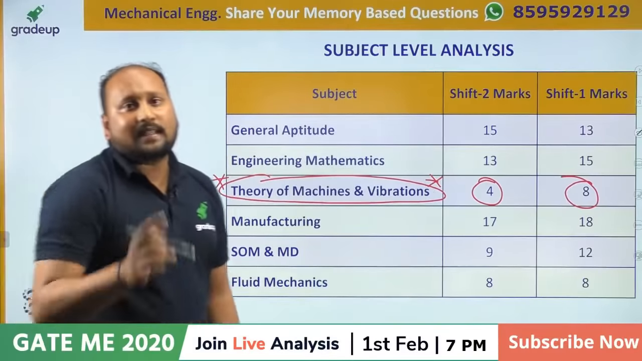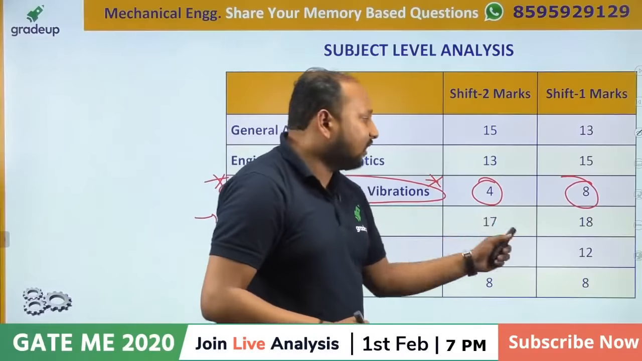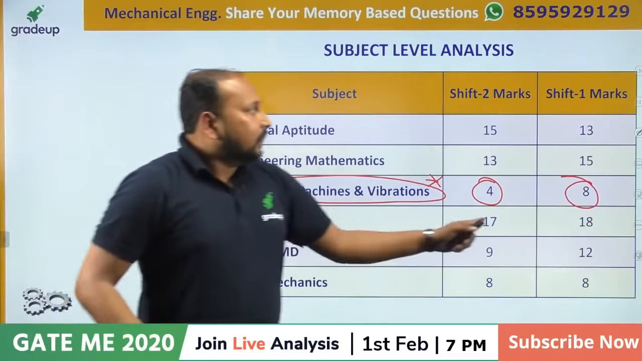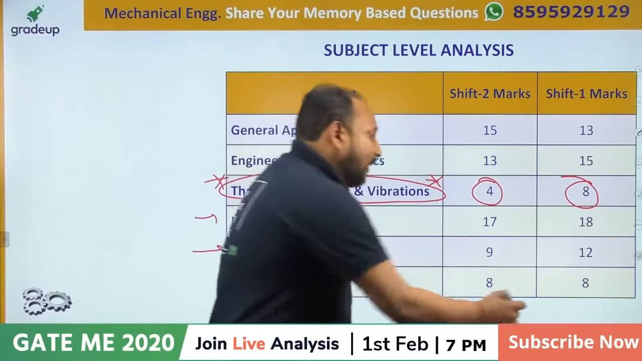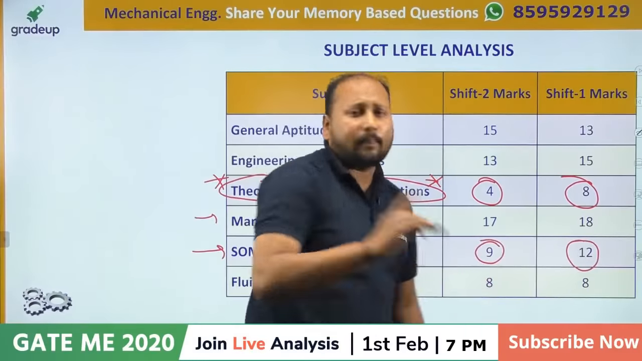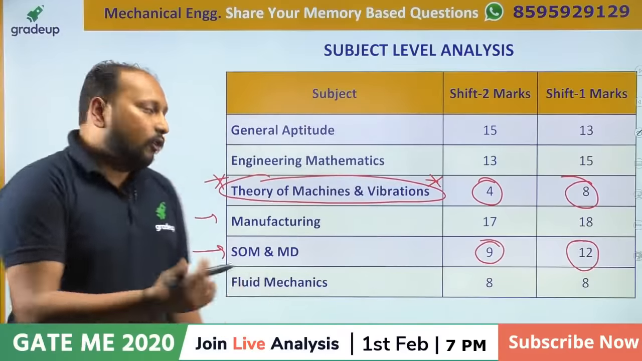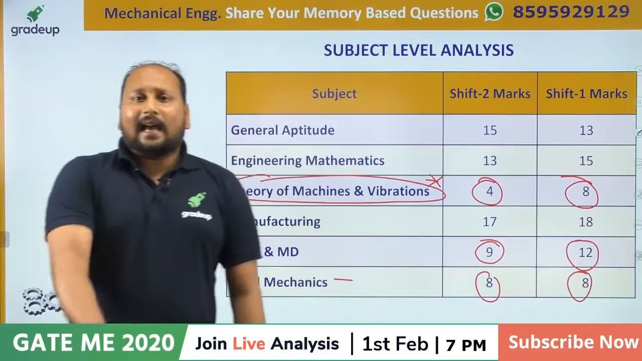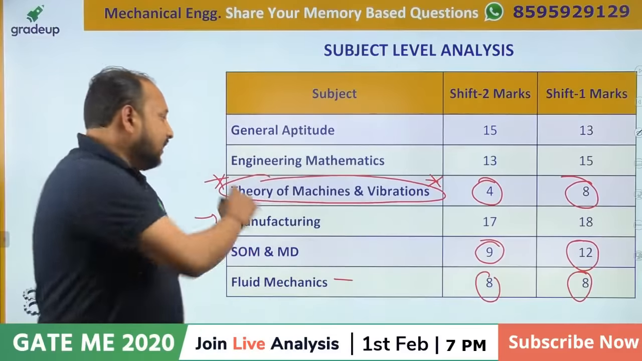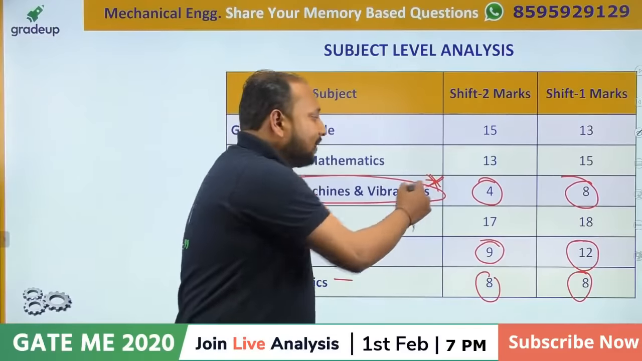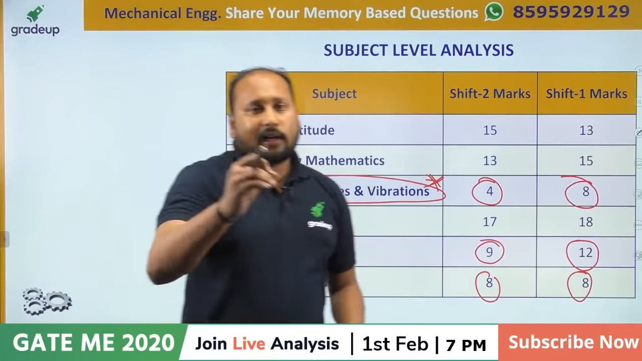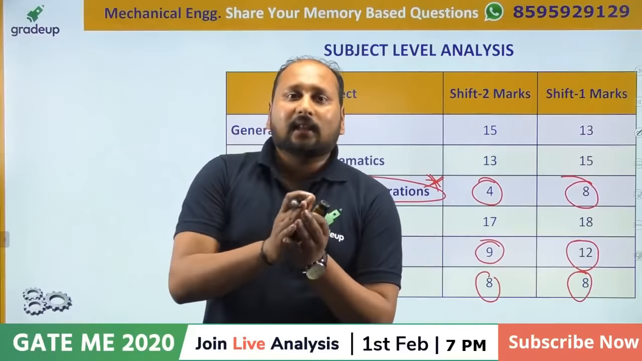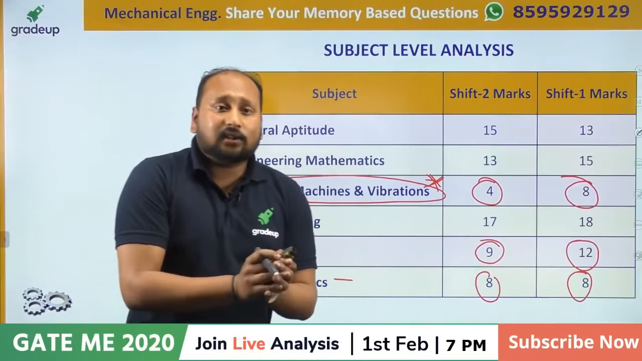Manufacturing almost similar, 17 to 18 questions for shift 1 and shift 2, exactly same. SOM and MD, shift 1 it was 12 questions, now it is reduced to 9, so it is approximately same. Fluid mechanics exactly same, 8 questions. So the only highlight about this session is that the theory of machines portion was less and the paper was moderate to difficult.